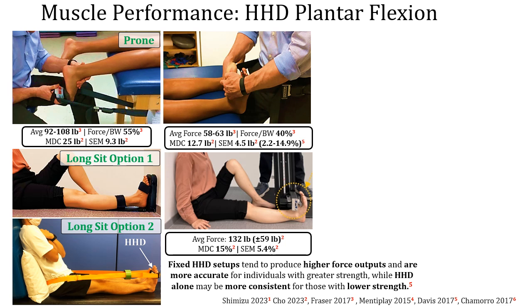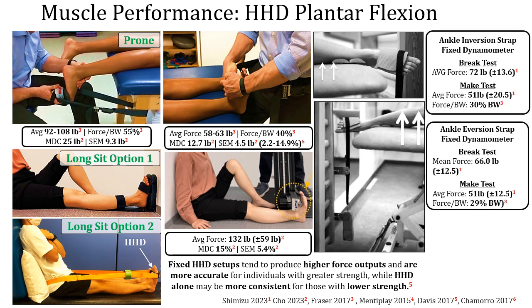For your fixed handheld dynamometer setup, it tends to produce higher force outputs and is more accurate for individuals with greater strength, while the handheld dynamometer alone that is manually fixated may be more consistent for those with lower strength and more appropriate there, which makes sense because it's easier for the clinician to be stable if the force output is less.